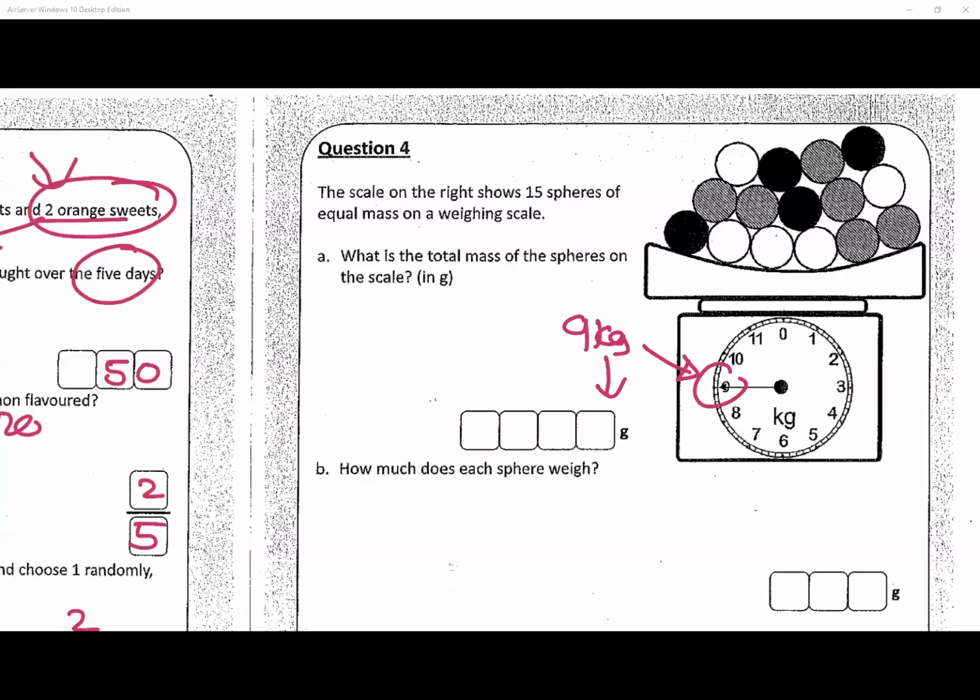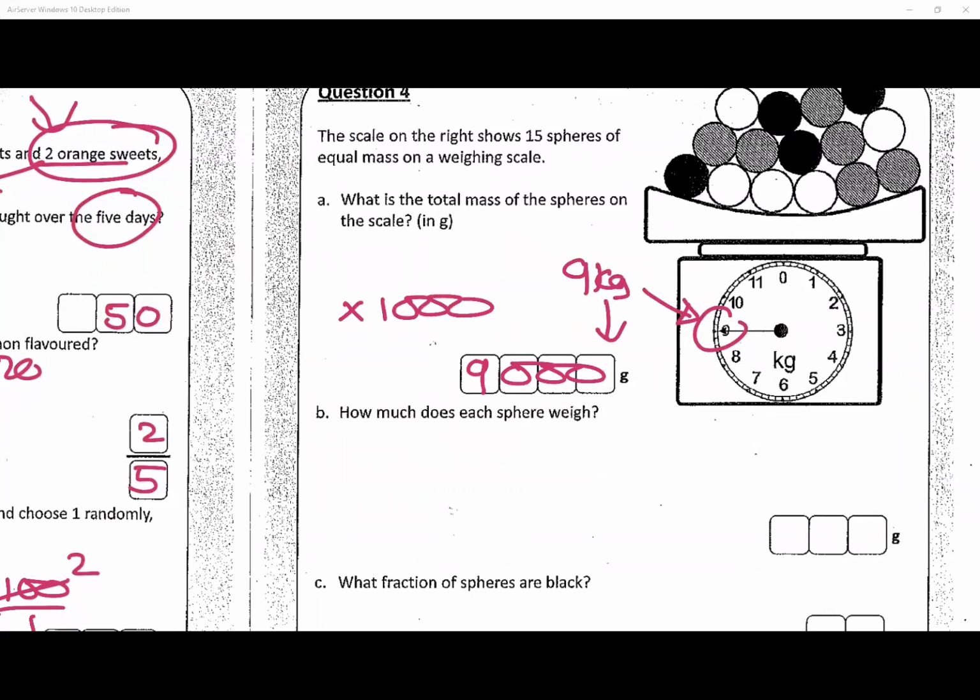900. Are you sure it's 900? What do you times by? 5,000. The answer is 9,000. You multiply by 1,000. In each kilogram, you have 1,000 grams. Okay, good.